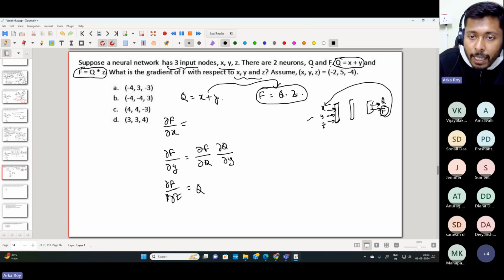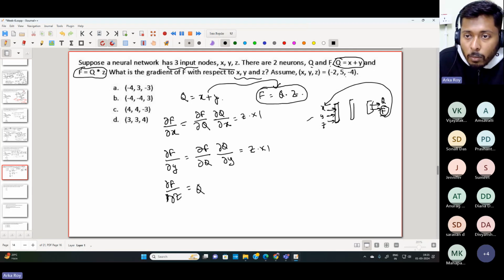Likewise, you can see that the x component is not there. However, q is a function of x. That means you can start with this particular chain rule, that is del f by del q, and then del q divided by del x. Now from this derivative, you will get z. Again here you will get z, and with respect to y, that means 1 over here, and again over here you will get 1.